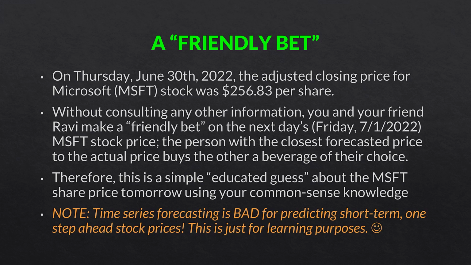Now note here that time series forecasting is bad. It's very bad for predicting short-term, one step ahead or one period ahead stock prices. Stock prices tend to move in what's called a random walk. Now I'm using this example just for learning purposes, but keep in mind that when trying to predict the stock price of something tomorrow, it is essentially random.